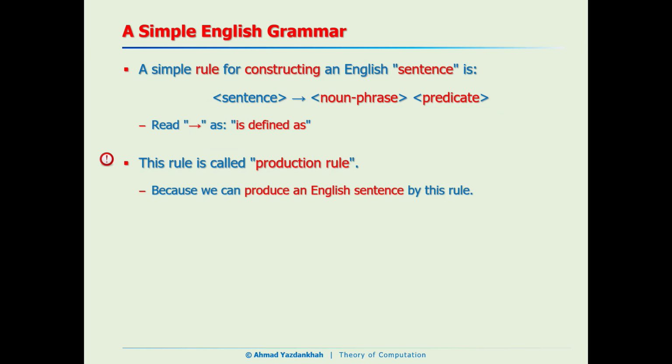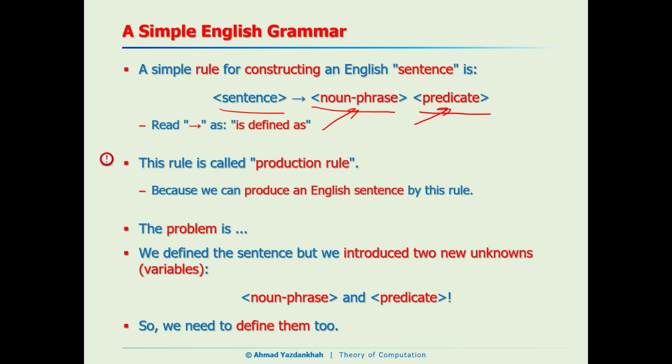What is the problem? We said that a sentence is defined as a noun phrase followed by a predicate. But what are these? Are we familiar with them? Unfortunately, not yet. They are just variables. This is a variable, this is another variable. So we defined sentence, but we introduced two new variables that we need to define. Okay, so let's keep going.